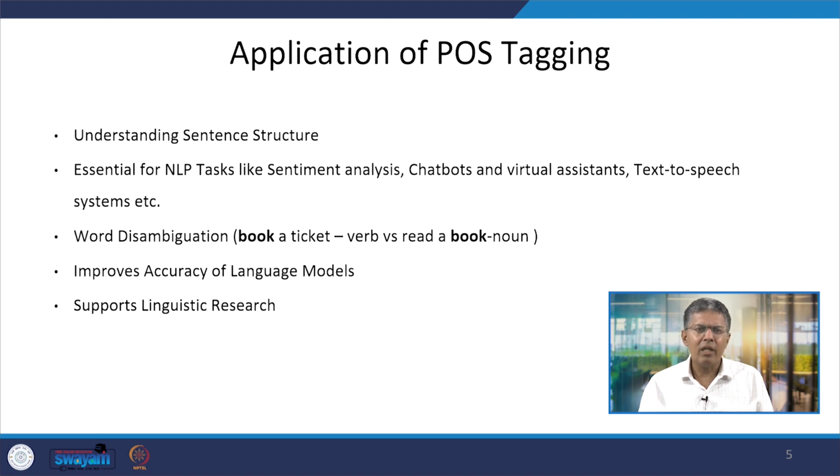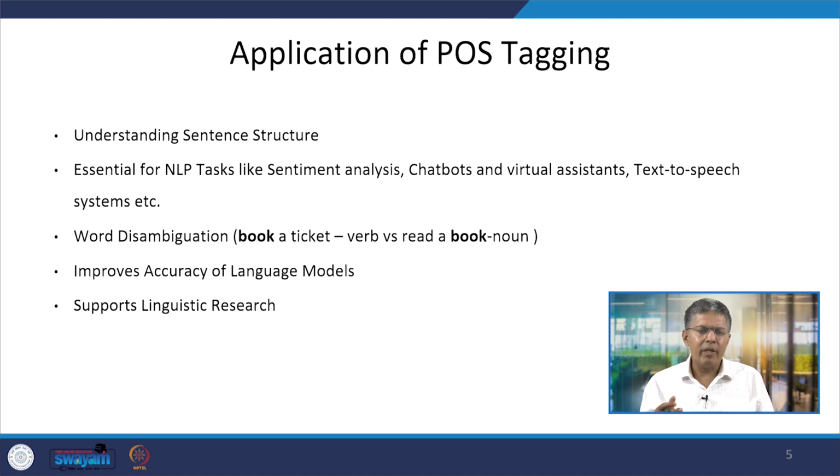Then another application or utility is word disambiguation. For example, look at this line: book a ticket. Here, book is a verb. You are doing an activity, booking a ticket. But when we say read a book, here book is a noun. So, this ambiguity is taken care of by POS tagging.